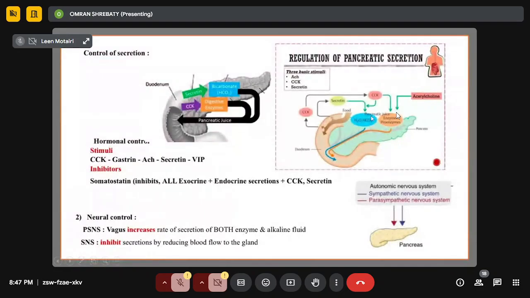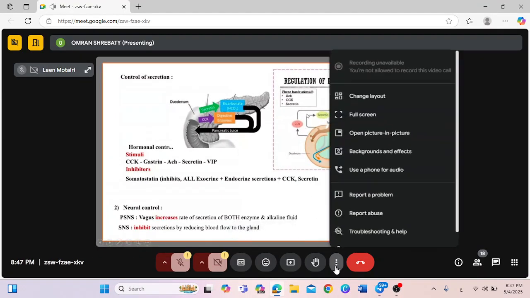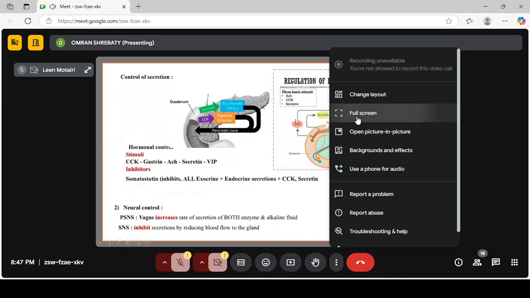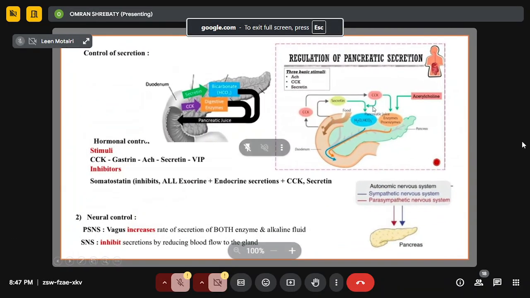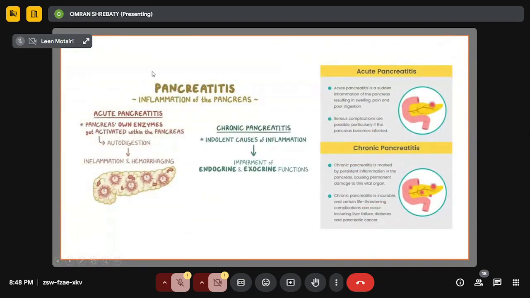Same goes for here. It shows the CCK, it shows the secretin, and we should know that the CCK is secreted from the duodenum, from the I cells, and it's going to go and activate and stimulate the pancreatic secretion. The same is going to be for secretin from S cells. And what's going to inhibit what's happening here? Somatostatin, as we said.